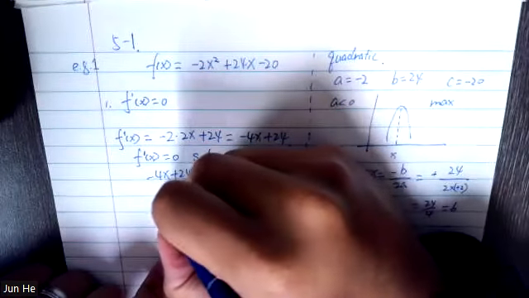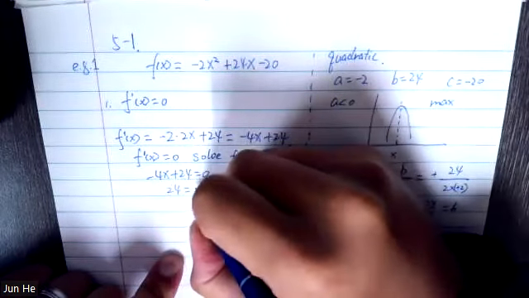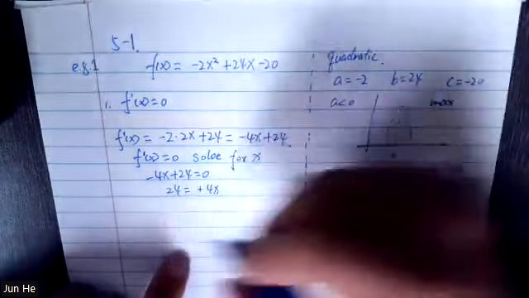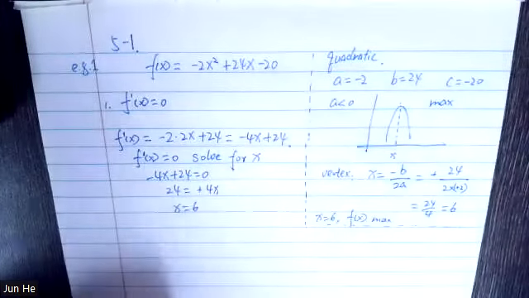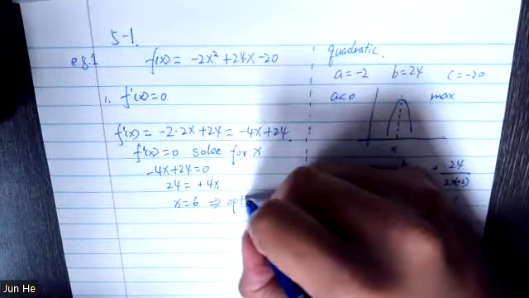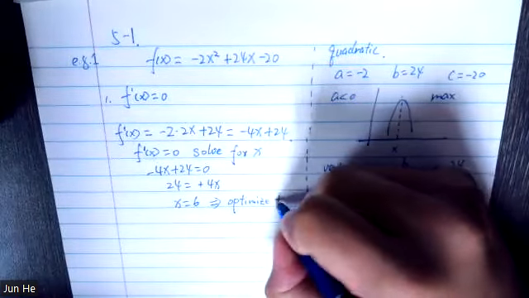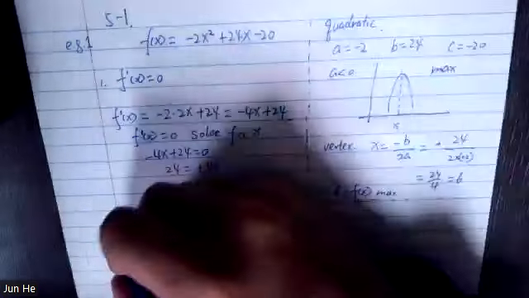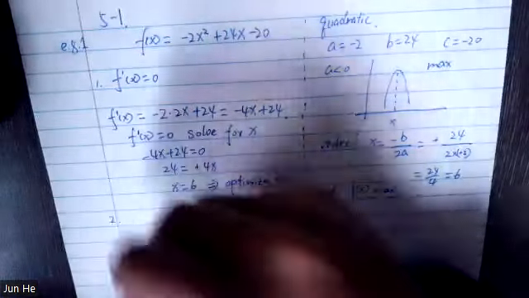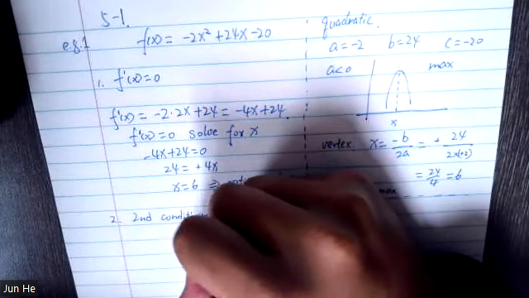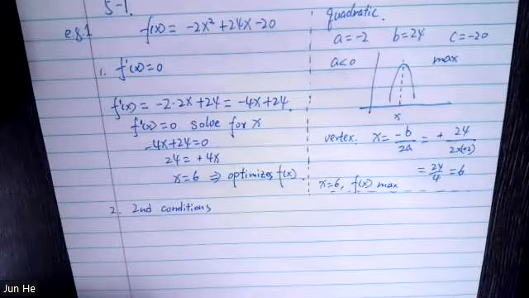So 24 equals minus 4x. Move to the other side, change its sign. So x equals 6. So now we know when x equals 6, this function is optimized, right? And the second step is to check the second order condition.